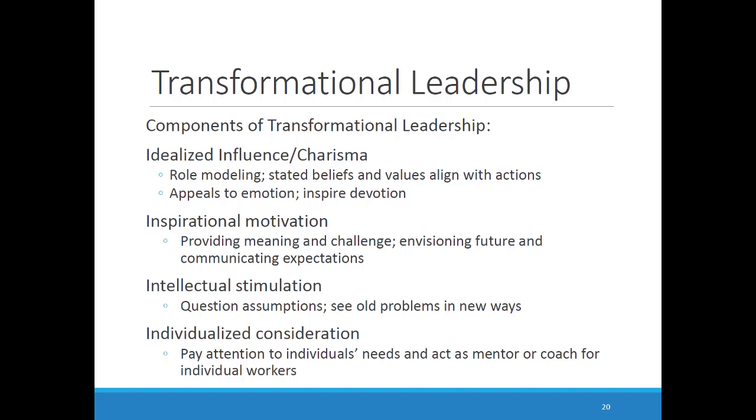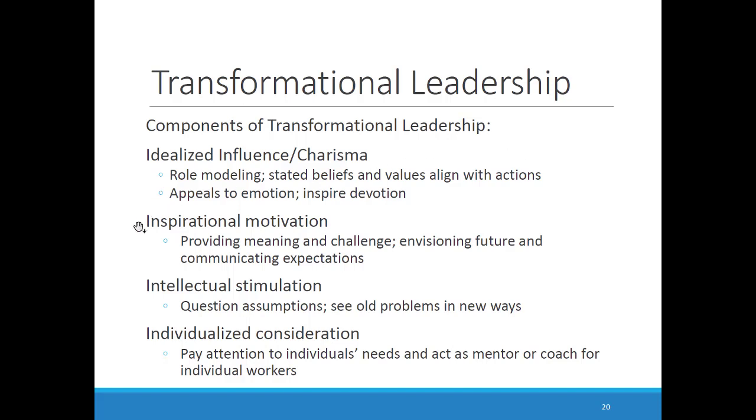In terms of idealized influence, you can also think about it as role modeling. Again, we can think of it as the leader's stated beliefs and values aligning with their actions. So really living out their actions and being a role model for their followers.